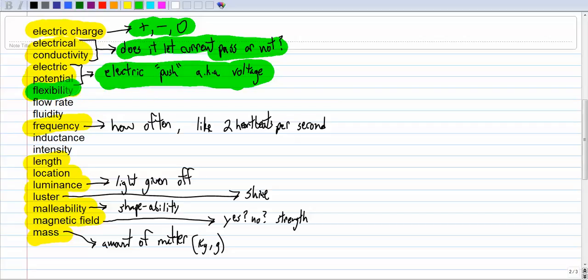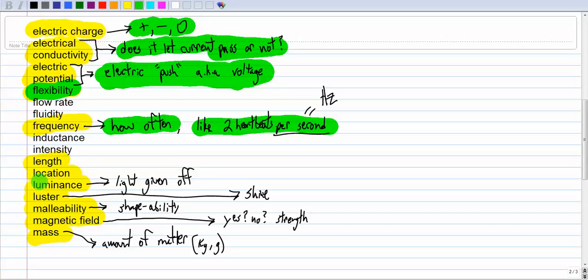Flexibility. Don't need to give you a definition there. You know, a piece of paper is flexible. Frequency. We talked about this last semester when we were talking about waves, but frequency is how often. Like 2 heartbeats per second. Remember, we measure frequency in per second. It's the same thing to say hertz.